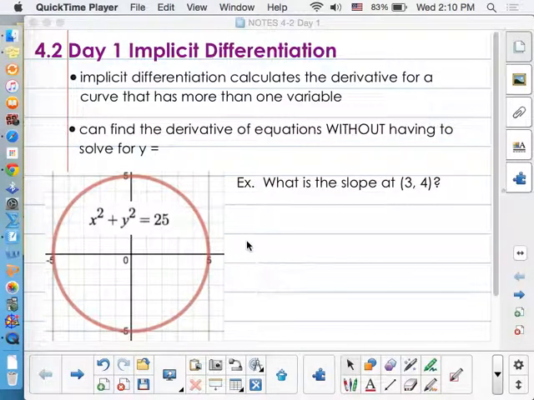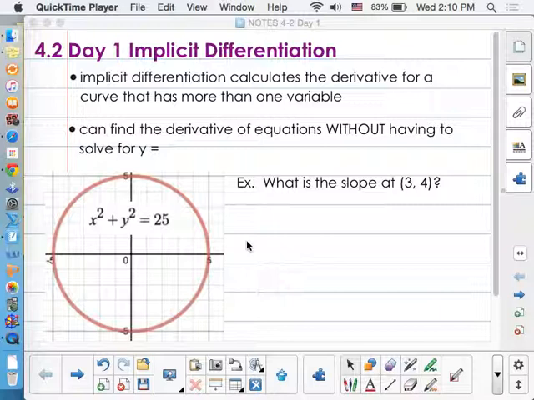So this is 4.2 day 1, implicit differentiation. You're going to watch the video, taking notes as you would if this was me doing this live. And as you work through it, be sure to stop the video, figure out the problems, come back to it, see how you're doing, go back over parts of the video so that you get a thorough understanding.